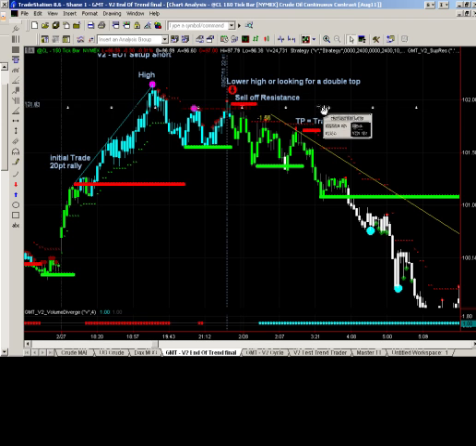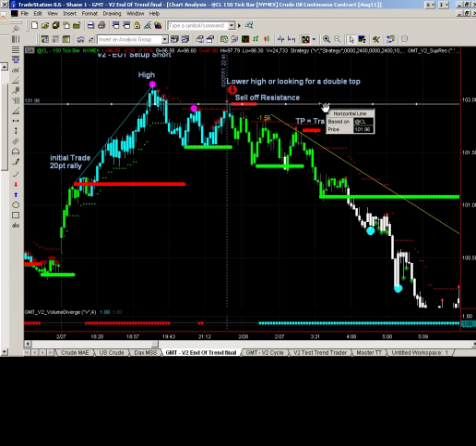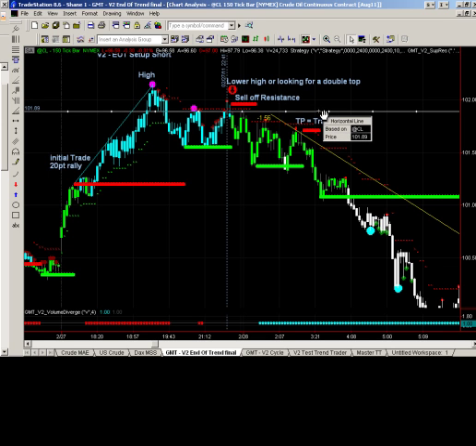So here we get in. 96 is the resistance point, and we get in there at 101.89. So that's a nice little entry, and you can see here that once we get into the trade, we're looking to go short, so we're selling off resistance, and as you can see here, the trade sets up the corresponding support level.